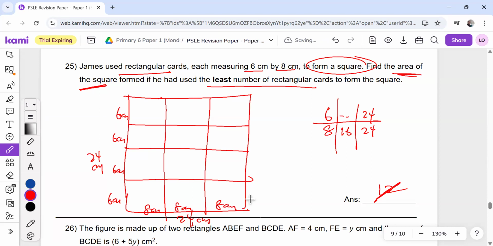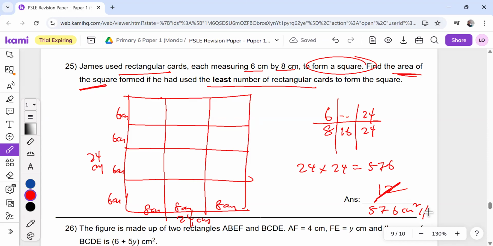And then what is the area of the square? So you need 12 cards to get the answer, 12 cards. And then what's the area of this square? Well, then you take 24 times 24. So 24 times 24, you get the area, which is 576. So now do you get 576 cm square? Is that your answer ready?